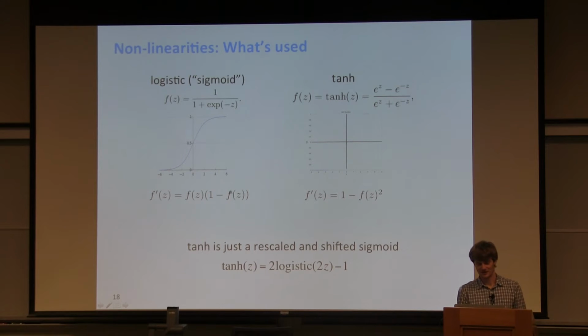And so you might think, well, there's not that much difference here, because technically tanh is just a rescaled and shifted sigmoid. You can get to the tanh by multiplying by 2 the output of a logistic whose input was also multiplied by 2, and then you subtract 1. So in theory they should be fairly similar, but in practice the optimization for tanh behaves much better.